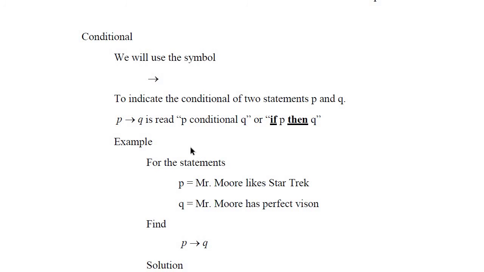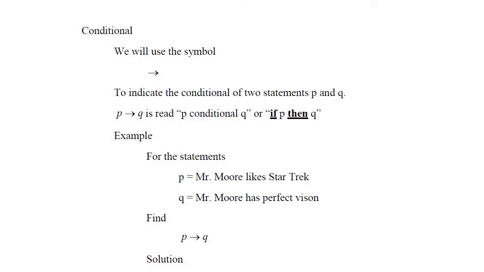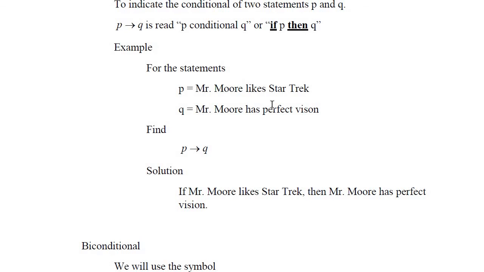So if I do my example here, if P is Mr. Moore likes Star Trek, and Q, Mr. Moore has perfect vision, and if I wanted to build an if-then statement with those two, build a conditional, if P then Q, then this would read, if Mr. Moore likes Star Trek, then Mr. Moore has perfect vision. And again, in a later lesson, we'll take a look at what it means if the individual components are true or false, what it means when the if-then statement is true or false.